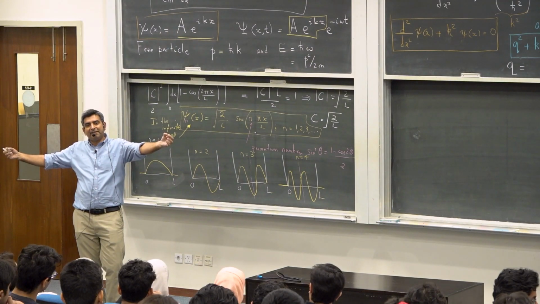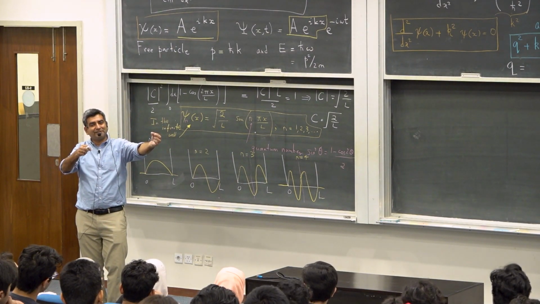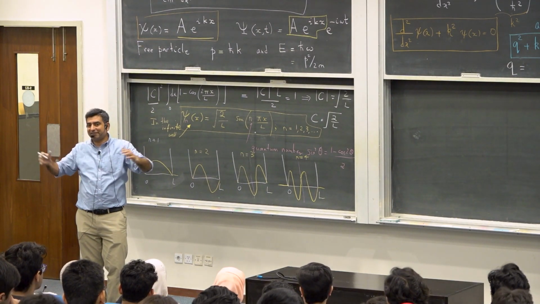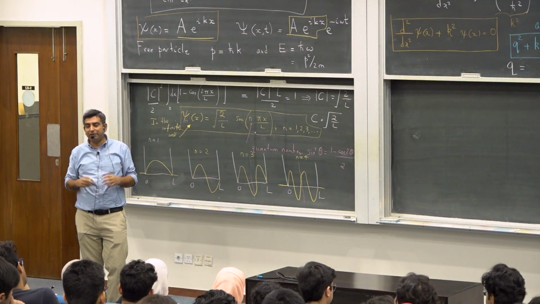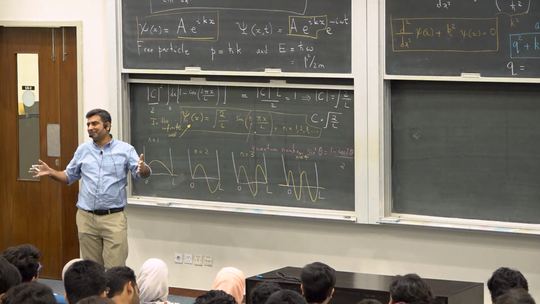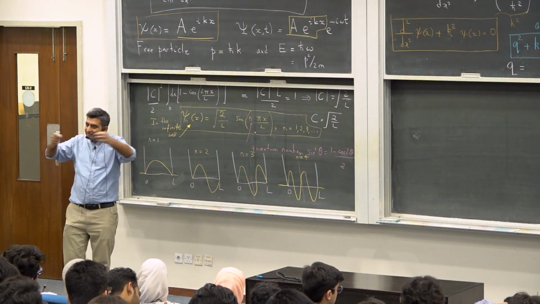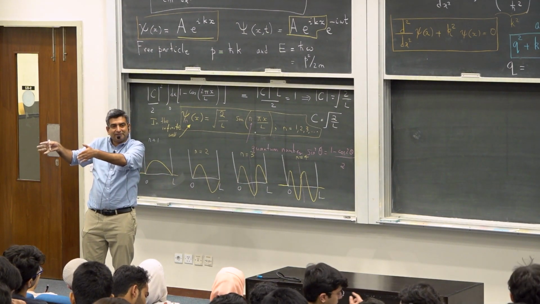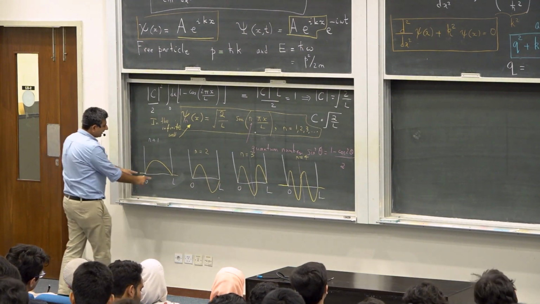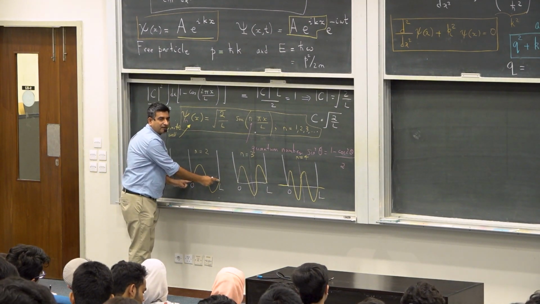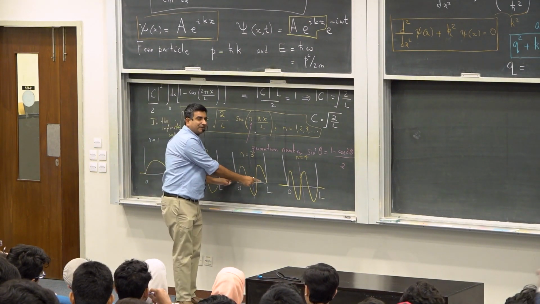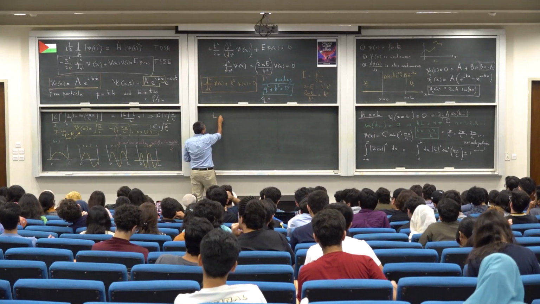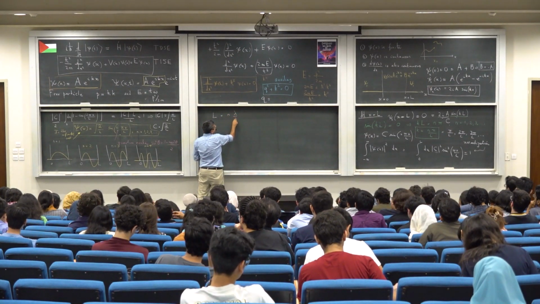What is that length? The length must hold an integer number of half wavelengths. Only then can a standing wave be formed. The length should be an integral multiple of half the wavelength. So this has half the wavelength, this has 2 times half the wavelength, which is 1 wavelength, 3 times half the wavelength, 4 times half the wavelength. L is n times half the wavelength.